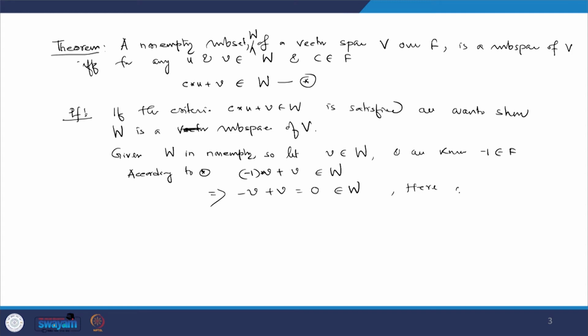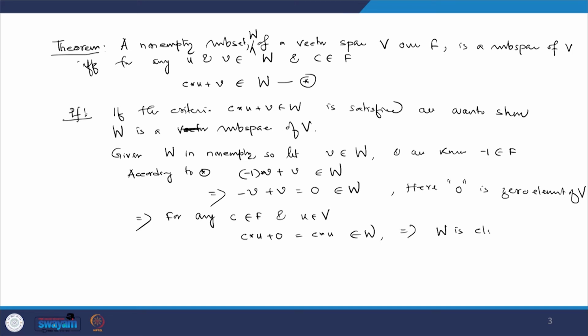Here 0 is the 0 element of V. So the 0 element of V is also the 0 element of W; I mean it is also inside W. So this implies for any c belongs to capital F and u belongs to W, c*u + 0, which is equal to c*u, belongs to W. This implies W is closed with respect to scalar multiplication.